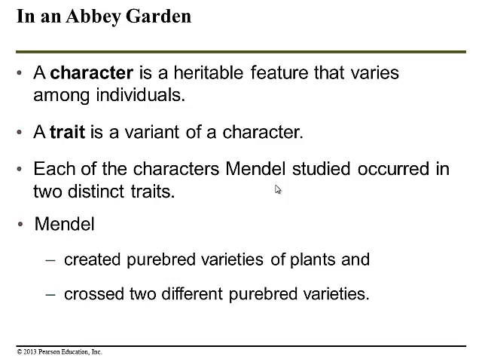So Mendel created pure varieties that always looked the same. He controlled the environment in which those plants lived. And then he would take purebreds that he had created for many, many seasons and cross them and see what happened, to see what the different traits were in the offspring.